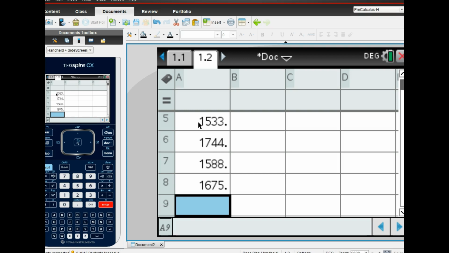1675. 1475. So I want you guys to try it out. You're doing group 2. 293. After you insert them all in, let's pause and then we can do the next step together.